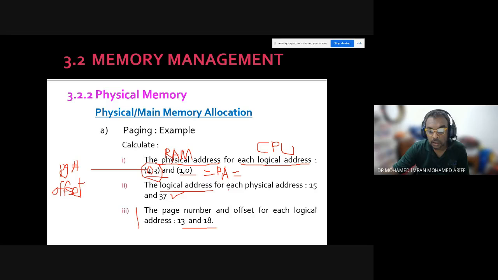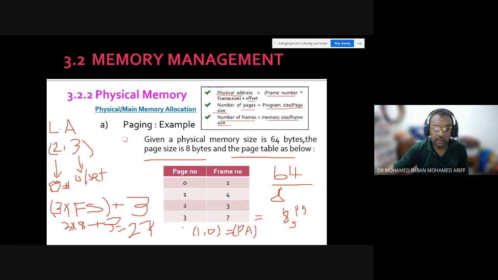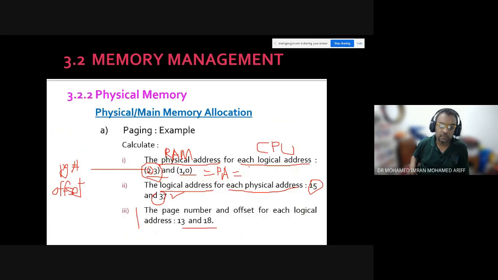Logical address for each physical address 15 dan 37. In this question, you are now given the physical address, tetapi disuruh kira balik logical address. Okay, so 15 and 37. Okay, so now you are given physical address, 15 and 37.